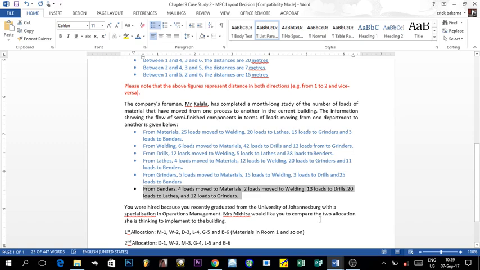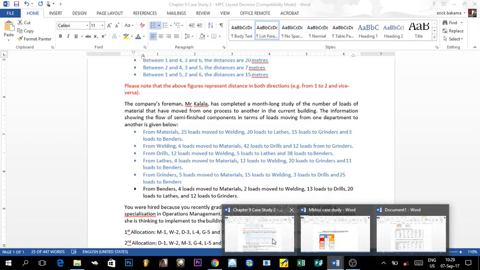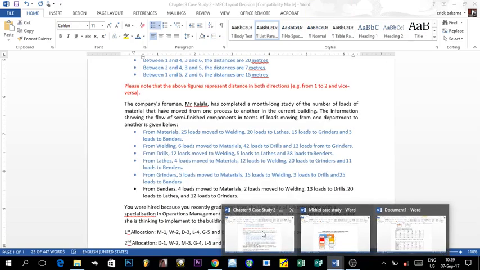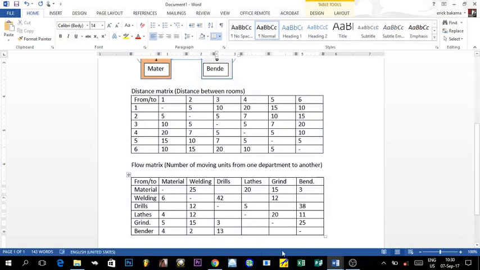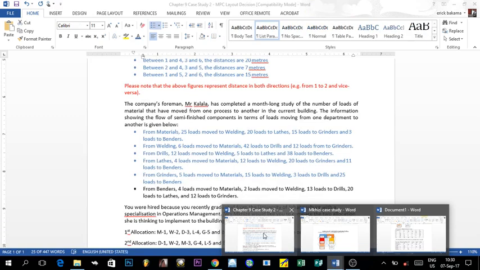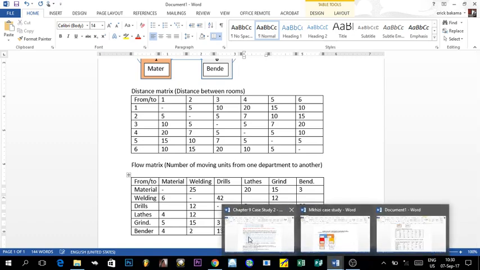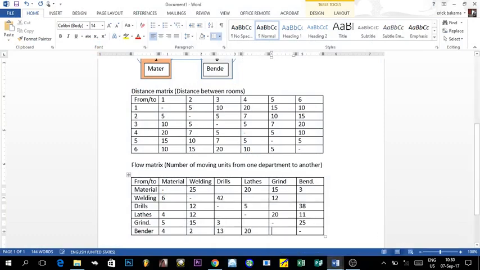From the bender, we have 4 loads that go to material, and after the ones that are going to material, we have 2 that are moving to welding. We have 2 here, and after those 2, we have 13 that are moving to the drill, and then we have 13 here. After those 13, we have 20 that move to the left. We have 20, and after the 20, we have 12 that are going to the grinder. So we have 12 here.